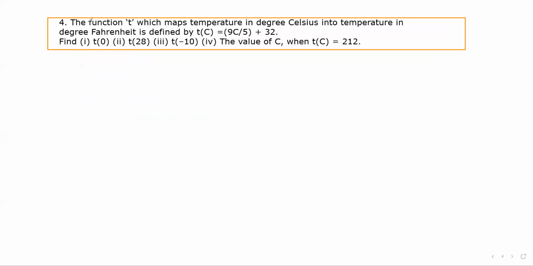Next, the function t, which maps temperature in degree Celsius into temperature in degree Fahrenheit, is defined by t of c is equals to 9c upon 5 plus 32. A relation between c and its function t of c is mentioned. You have to find t of 0. So t of 0 is, when you place c is 0, 9 upon 5 into 0 plus 32, which is equals to 32. Next, you have to find t of 28.